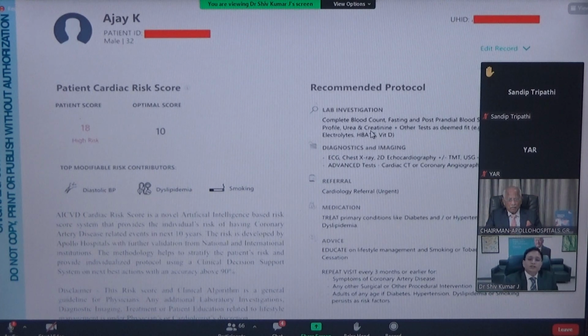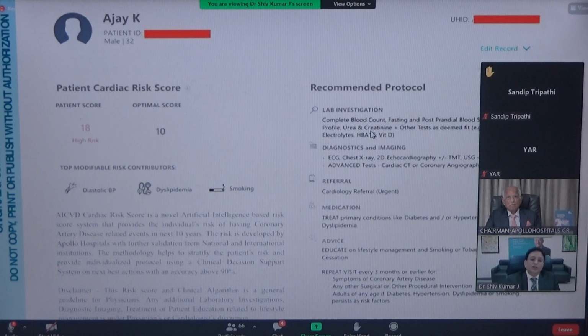And also, this is the first time it gives you the 3 modifiable risk factors which can be worked upon. Here again, you can see for this particular patient, the diastolic blood pressure, dyslipidemia, and smoking. These were the 3 modifiable risk factors which came out, and the physician can start working on that, probably putting on medication and changing the lifestyle and other things.